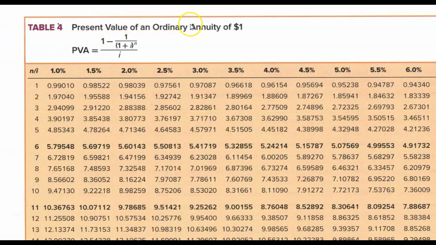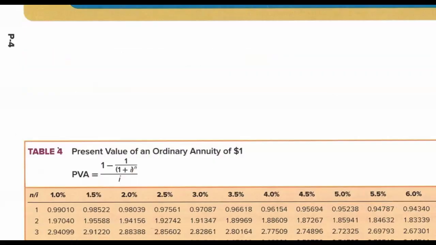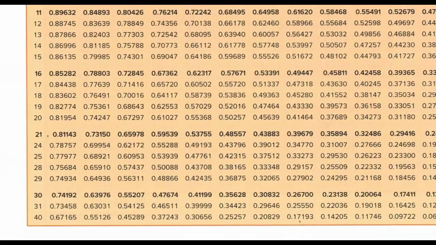Present value of an ordinary annuity, where I equals 4.5% and n equals 40, is 18.40158. And the present value table, where I equals 4.5% and n equals 40, is 0.17193.